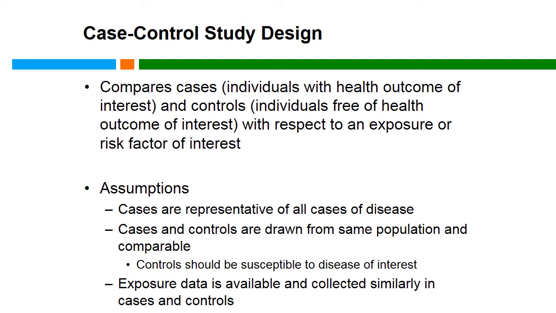So the case control design requires a number of assumptions that must be considered when designing and conducting the study. First, cases included in the study should be representative of all cases of disease, and both the cases and the controls should be drawn from the same population so that the controls are susceptible to developing the disease. That is, the controls should have the potential to have developed the disease, they just didn't because of some other factor or the exposure that you're going to study. Finally, similar to a cohort study, the exposure data that you collect for both the cases and the controls needs to be available for both groups, and it has to be measured in the same fashion so you don't introduce bias into your study.